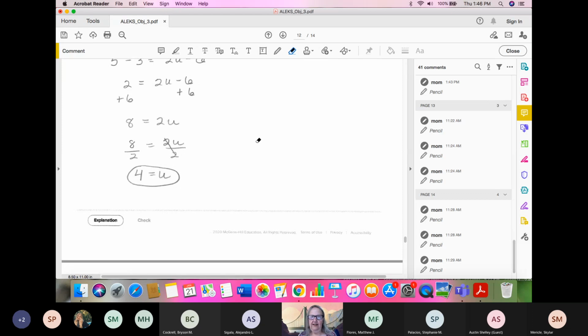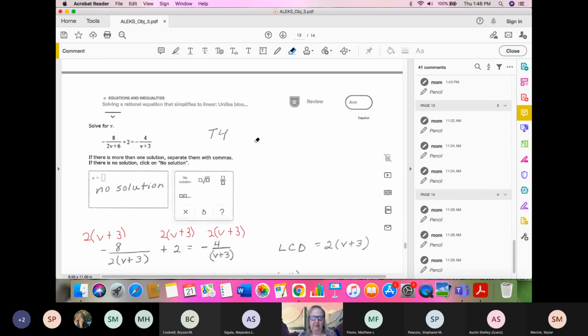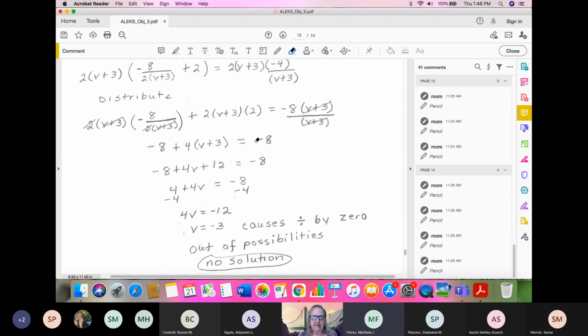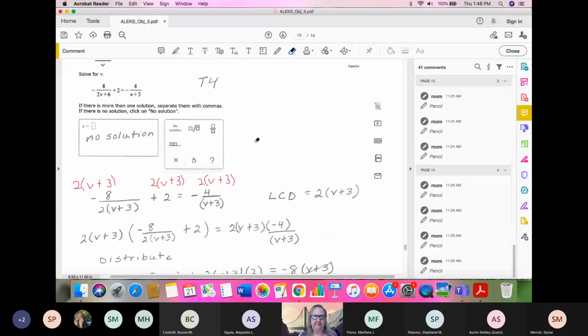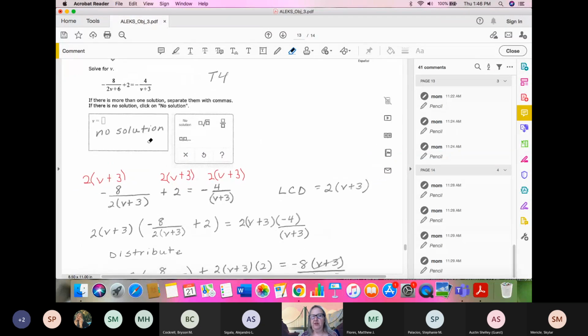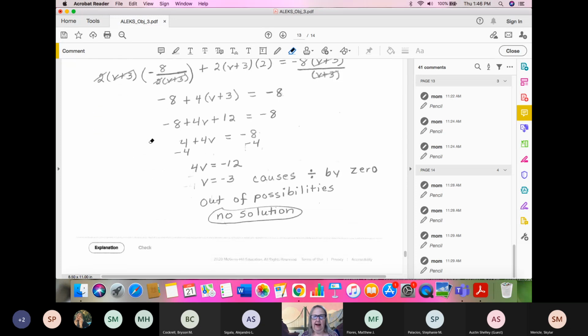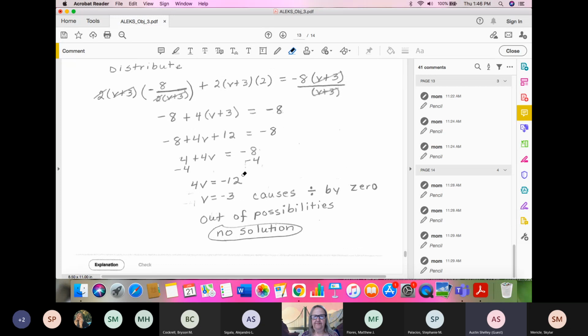So let's go on and let's see what we want to do here. I think what I want to do here, first of all, there are some with no solutions here in ALEKS. What I got for my answer here was v equals -3. And I don't want to go through all of this right now, but v equals -3. I don't have the time. I wish I did. v equals -3.